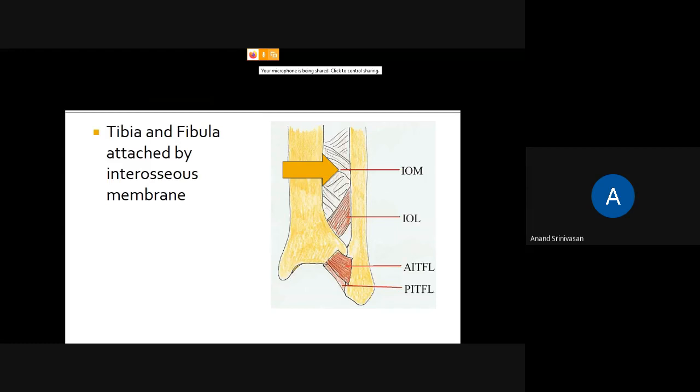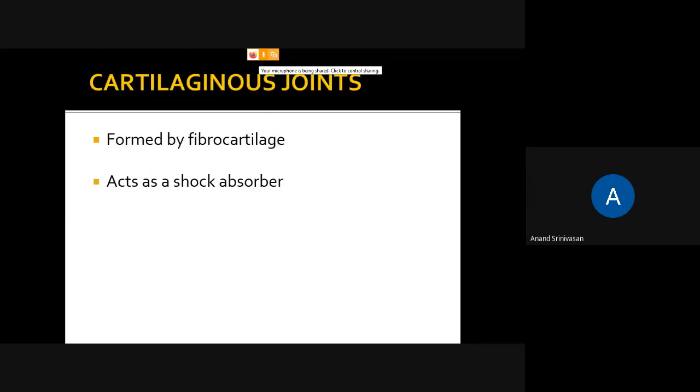The next, any doubts in fibrous joint? Okay, the next one, the cartilaginous joint. The cartilaginous joint is mainly formed by cartilage. As the name indicates, it is made by cartilage. Okay, fibrocartilage. It's made by fibrocartilage. They act like a shock absorber. Okay, like a shock absorber.